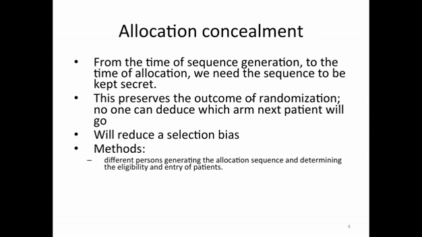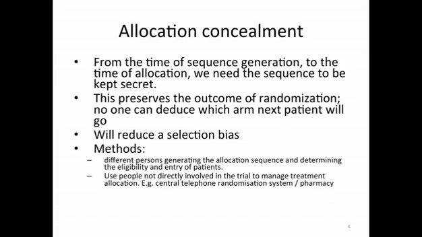Firstly, the person who generates the allocation sequence should not be the person who recruits or assigns the subjects to the trial. If possible, we must use a centralized or remote randomization service. For example, through a telephone, fax, email, internet, or through a coordinating center or site pharmacy. If the same personnel are involved in generating sequence and assigning the groups, then serially numbered, opaque, sealed envelopes containing the random sequence should be used. This is called as SNOSE, S-N-O-S-E.